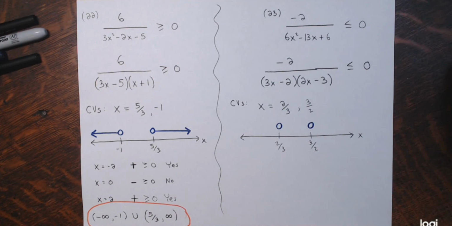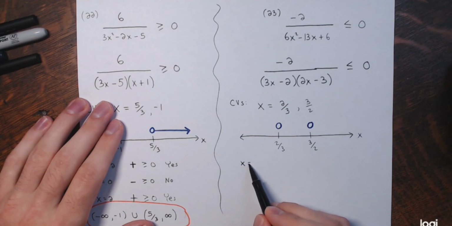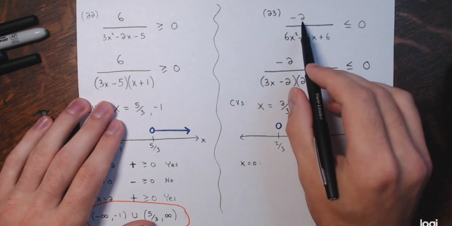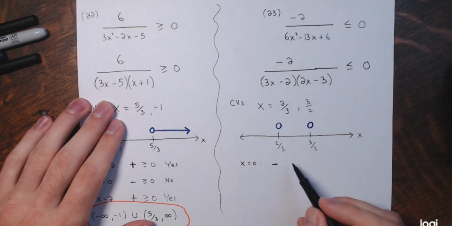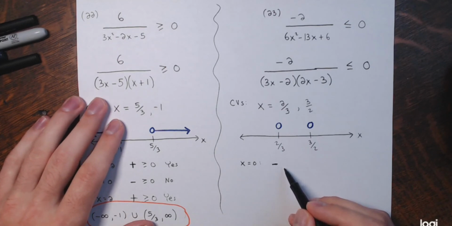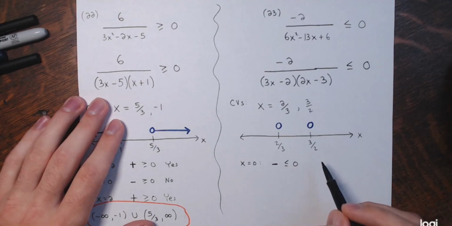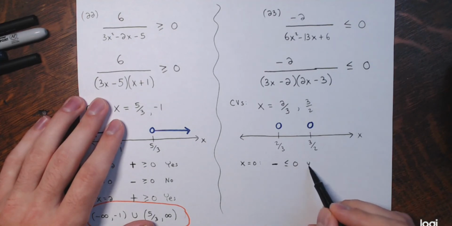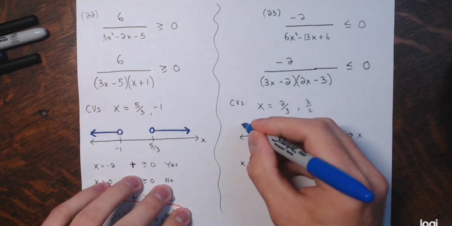And then I test some values. Now, to the left of 2/3, zero is to the left of 2/3, that's always an easy one to check. Now, if x is 0, going back to the original, you'd have a negative number, negative 2/6 on the left side. You have a negative number on the left side. And is that less than or equal to 0? Right, less than or equal to 0? Well, yeah. A negative number is less than or equal to 0. So, yeah. So the interval to the left of 2/3 has solutions.